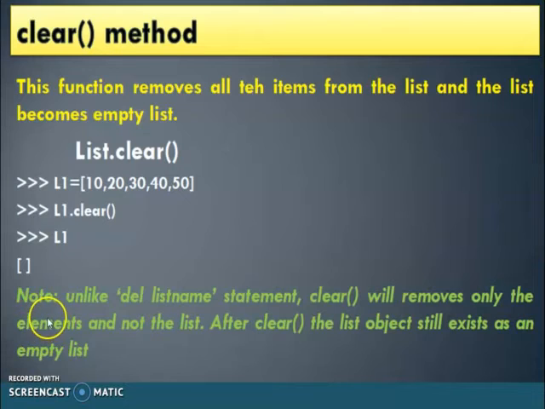Okay, and then see the note. Unlike the del list name statement, clear will remove only the elements and not the list. After clear, the list object still exists as an empty list. Okay, children, now I believe the concept is clear to you. What's the difference between del and clear? When you use the clear statement, only the items will be removed from the list. The empty list will exist.